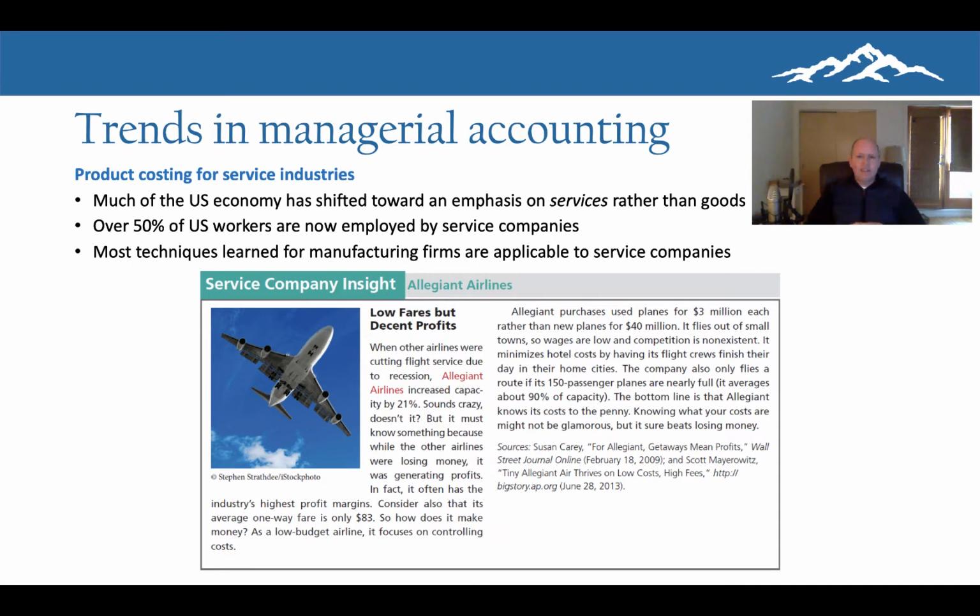So, real briefly, trends in managerial accounting. This is out of your book largely. Some of this I agree with. Product costing for service industries is a real trend in cost accounting. It's not going anywhere. As we go into 2019, most of the U.S. economy has shifted towards services and away from goods, right? It's the knowledge economy.